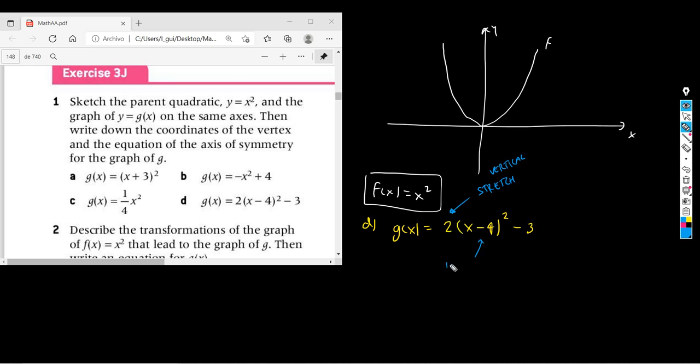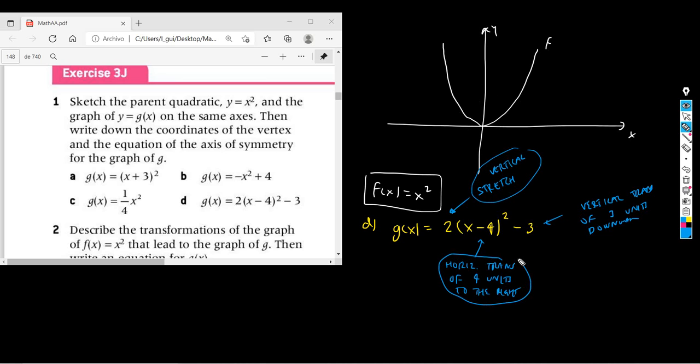This is a horizontal translation of 4 units to the right. And this involves a vertical translation of 3 units downwards. Okay, so these transformations have to be performed on this function, and this one too, and this one too. Three types of transformations.